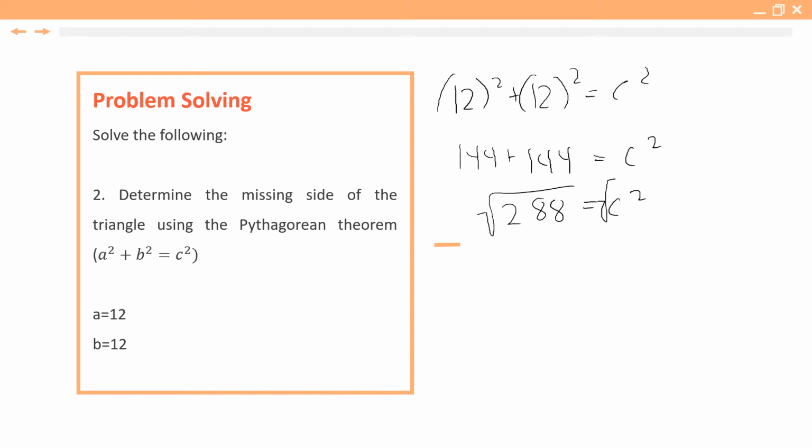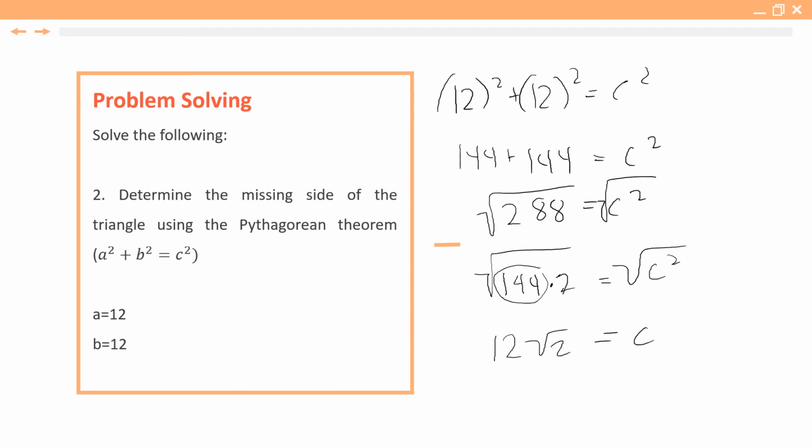Get the square root. So 288 is also equal to 144 times 2, square root of c squared. We can take out 144 because it is a perfect square. So we now have 12 square root of 2 is equal to c.